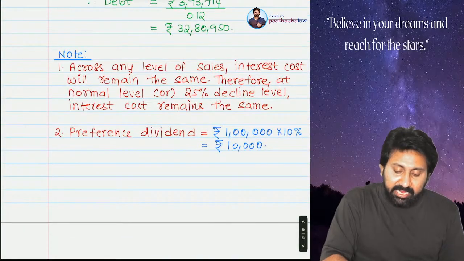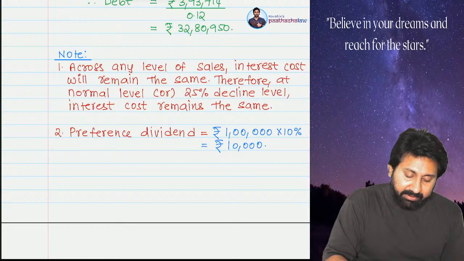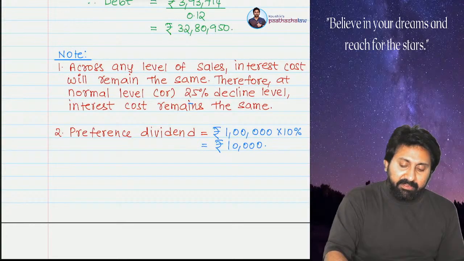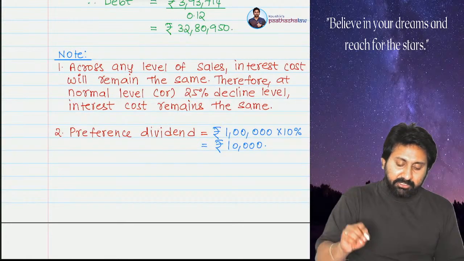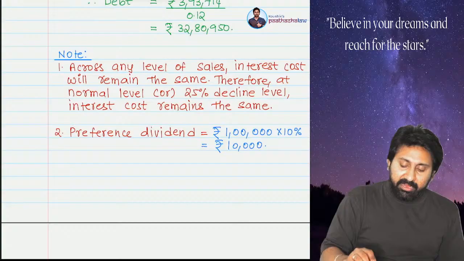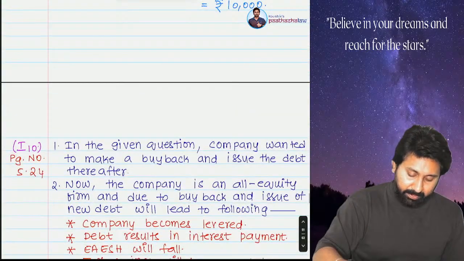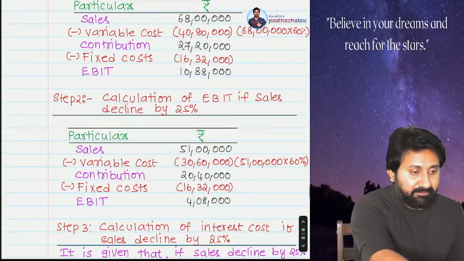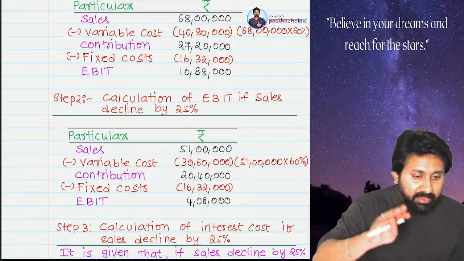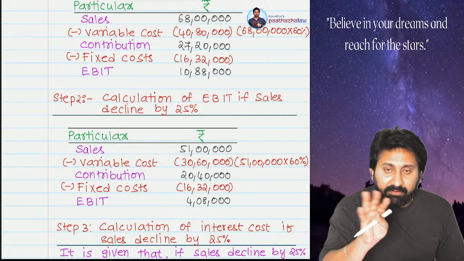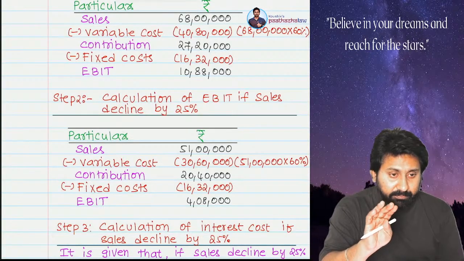So across any level of sales, interest cost will remain the same. Therefore, at the normal level or the 25% decline level, interest cost remains the same. Preference dividend is 1 lakh into 10%, that is 10,000. Everyone understood this question clearly?